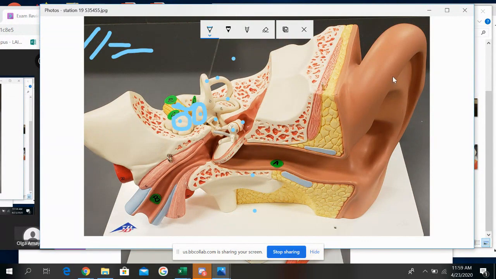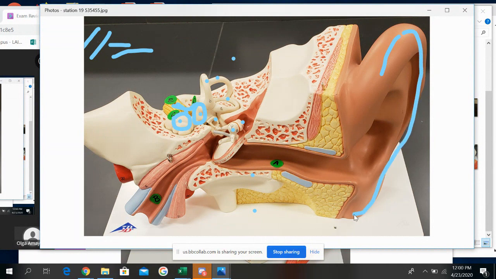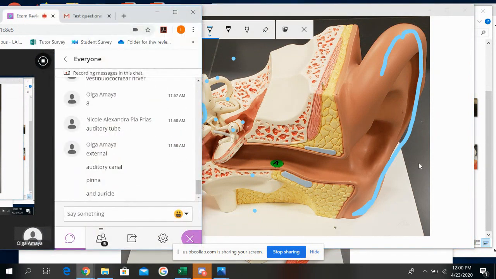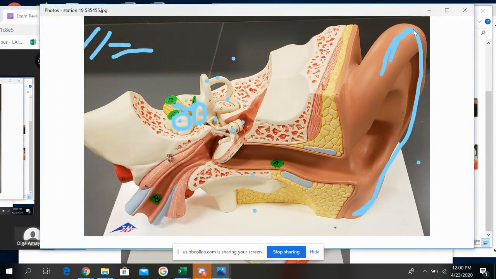Lastly, this thing right here. What is this thing called? Your pinna. Yes, very good. Pinna and auricle. Very important. Keep that in mind. I know that everything else is very important, but we tend to forget this one, and that's an easy point in your exam, so remember this, okay?